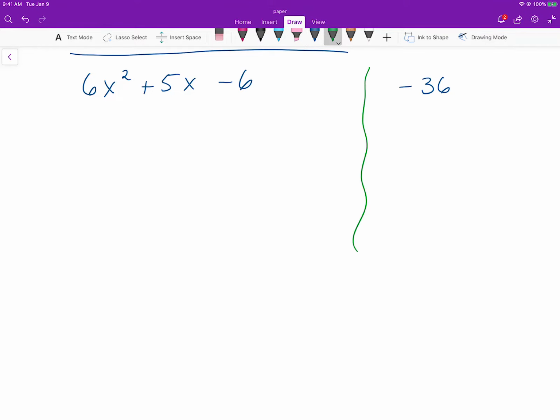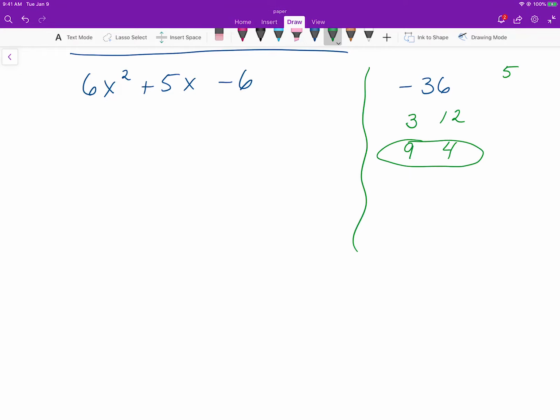And so now I'm thinking of two numbers that multiply to 36. So I can have 3 and 12, and 9 and 4. And I'm not even worried about the positives and the negatives. And now I want to look at my middle number, and I want them to add or subtract to be a 5. And that's going to be this 9 and the 4.